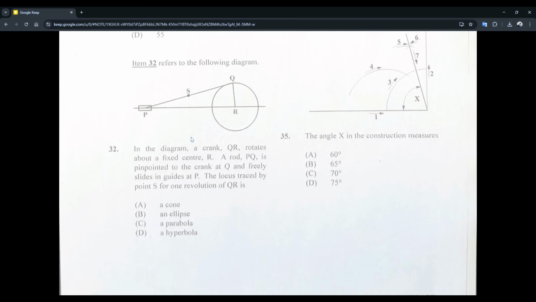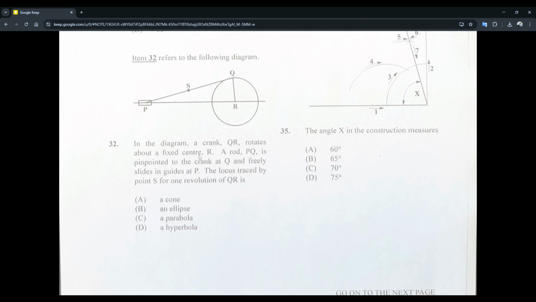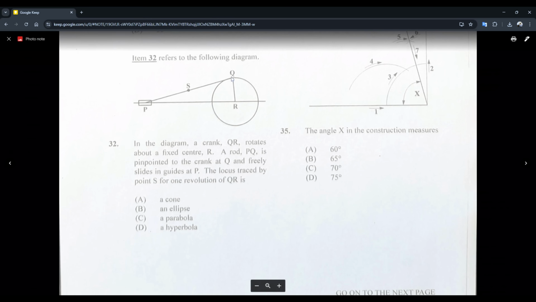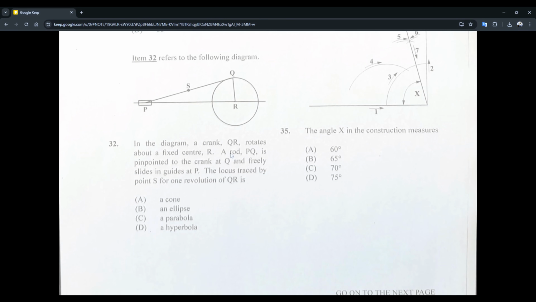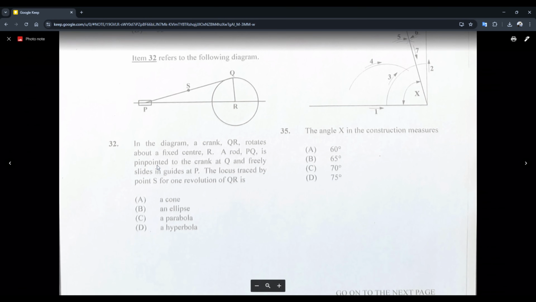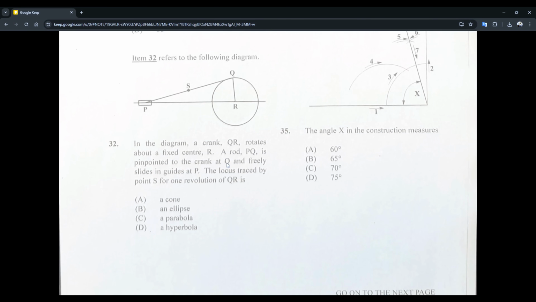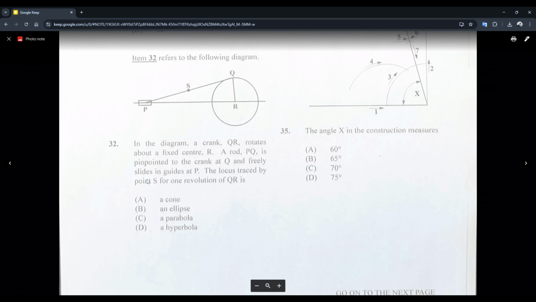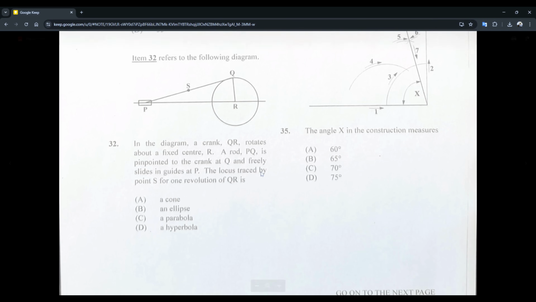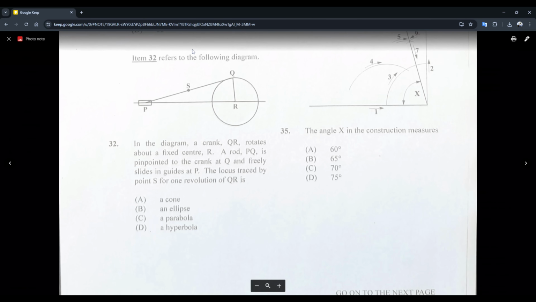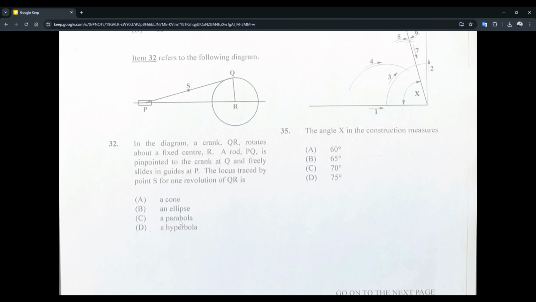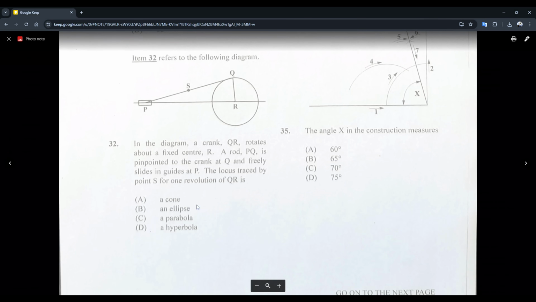Number 32. In the diagram above, a crank QR, which is this, rotates about a fixed center R. A rod PQ is pin-jointed to the crank at Q, that's here, and freely slides in guides at P, that's here. The locus traced by point S, this is here, for one revolution of QR is an ellipse, right? It will create an ellipse, so the answer is B.